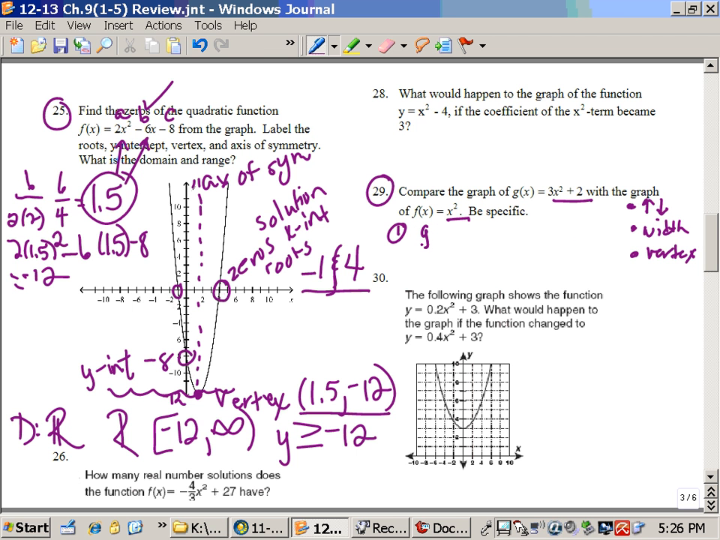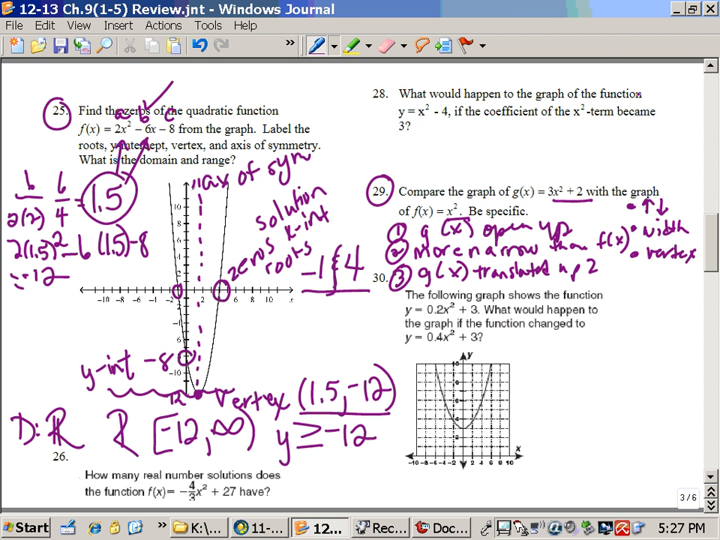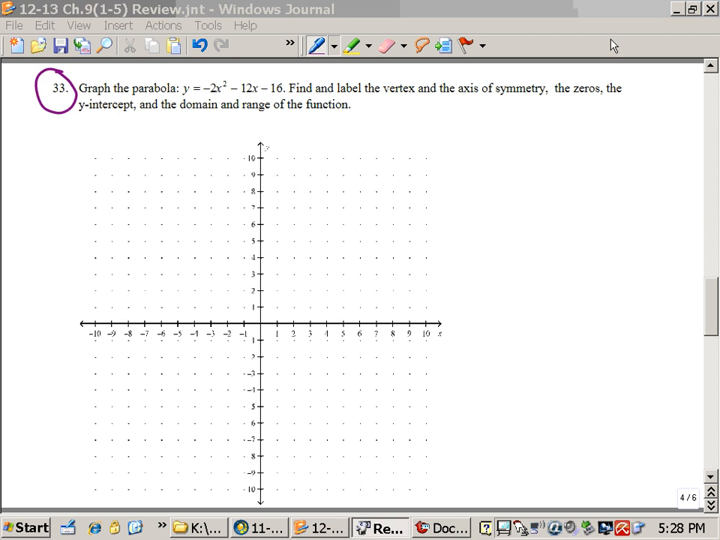The first thing is g of x is going to open up, the same as f of x. Number 2, it is going to be more narrow than f of x. And the third thing is g of x is translated up 2 from f of x. The reason I can tell all these things, again, if it's positive, it's opening up, that 3 is greater than the 1 that's right here, so it makes it more steep, and the 2 is added to the x squared that's here.